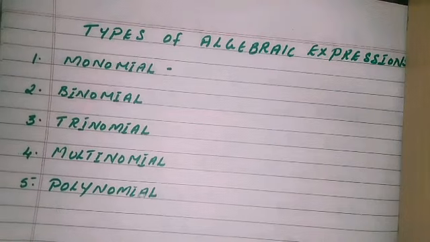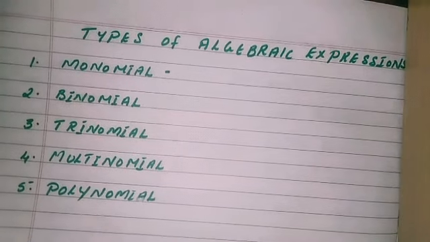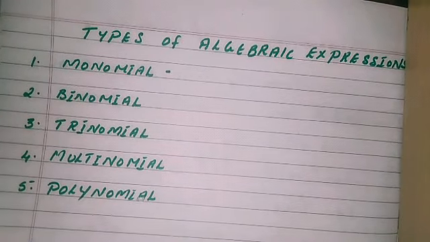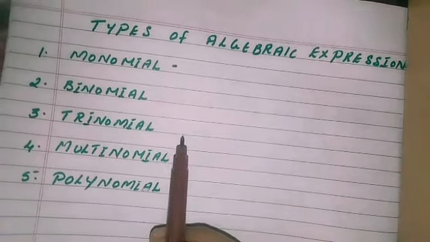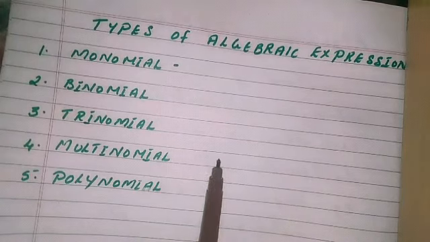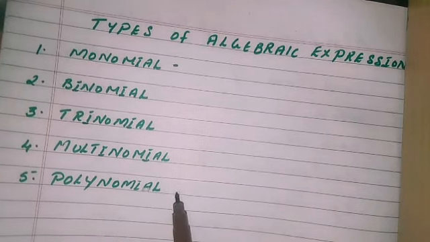Today I'm going to teach you the types of algebraic expressions. The first type is the monomial, the second one is a binomial, the third one is a trinomial, the fourth is a multinomial, and the fifth one is a polynomial.